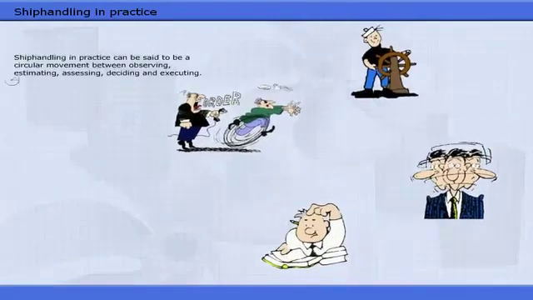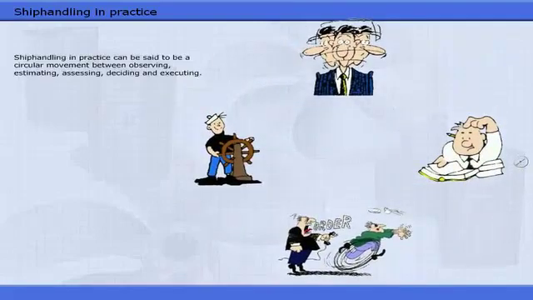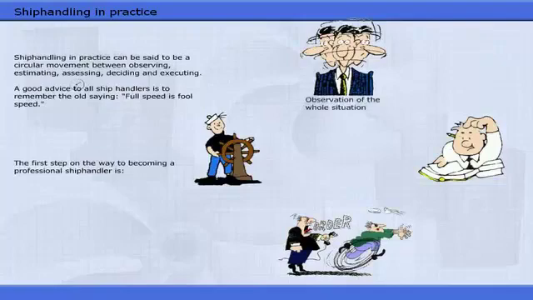Ship handling in practice can be said to be a circular movement between observing, estimating, assessing, deciding, and executing. A good advice to all ship handlers is to remember the old saying, full speed is fool speed. The first step on the way to becoming a professional ship handler is observation of the whole situation, estimating and assessing possible actions, deciding what to do, executing the decisions.